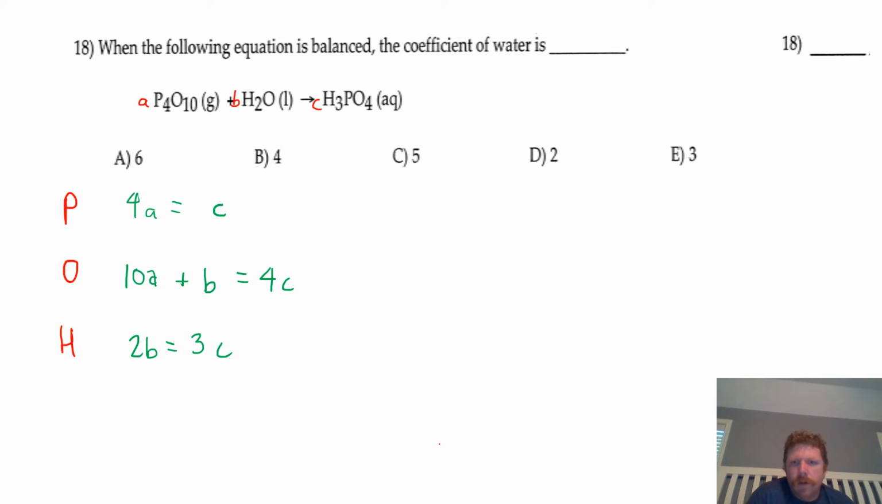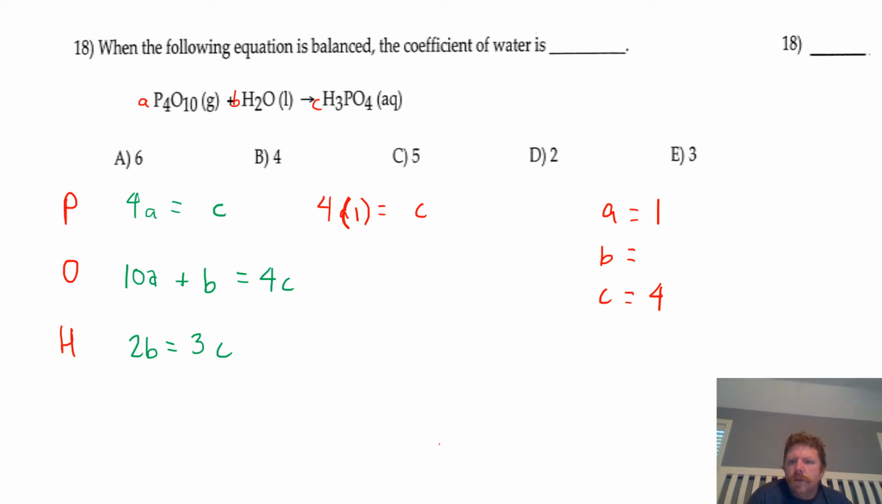Now what we need to do with that information is figure out the values for A, B, and C. And well, in order to figure these out, we have to define one of them. And we're going to define A as 1. Okay, so we'll plug this in. 4A, or 4, rewrite that as 1, equals C. And if you do that, 4 times 1 equals C, that means C equals 4.